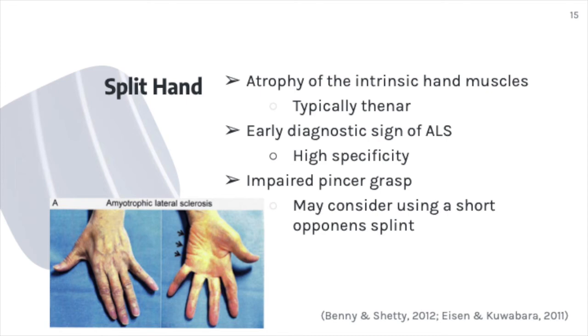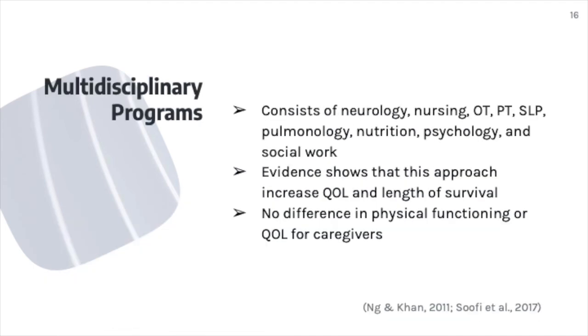One of the first signs of ALS is a condition called split hand. This presentation is rarely seen in any other diseases other than ALS. It is atrophy of the intrinsic hand muscles, especially the thenar area. Abductor pollicis brevis and the first dorsal interosseous muscle are usually predominantly affected, while the hypothenar muscles are spared, creating split hand, which is shown in the photo here. The black arrows show the sparing of the hypothenar muscles. This condition results in a very weak pincer grasp, and it may be beneficial to introduce the client to a thumb opponens splint.